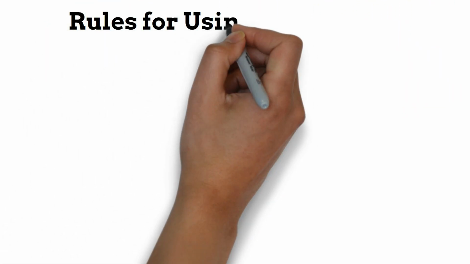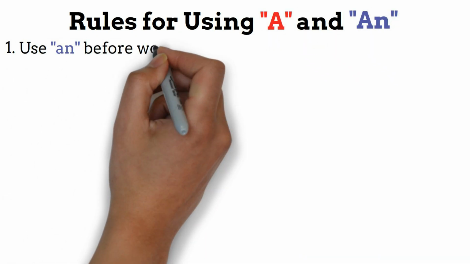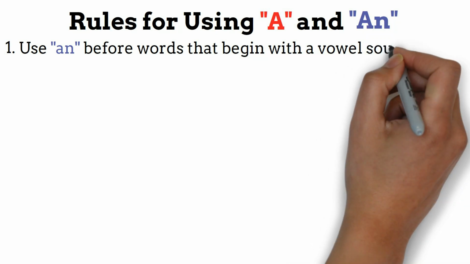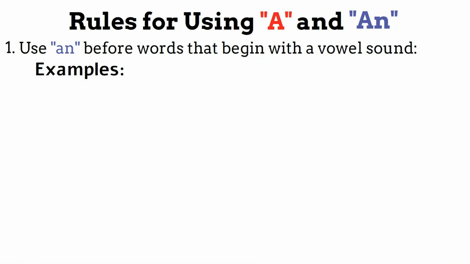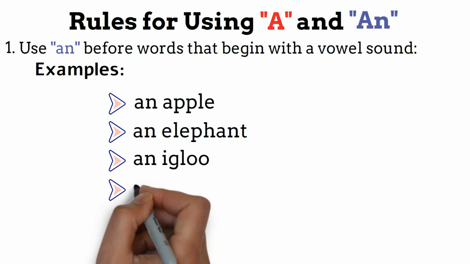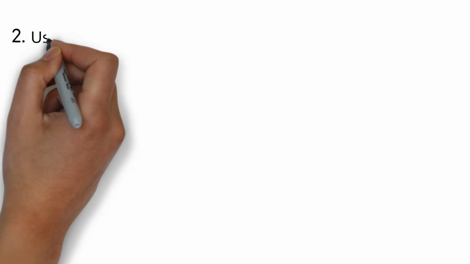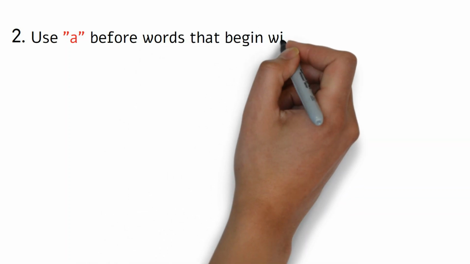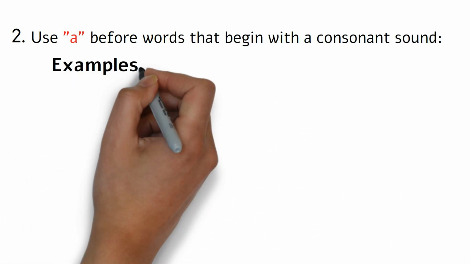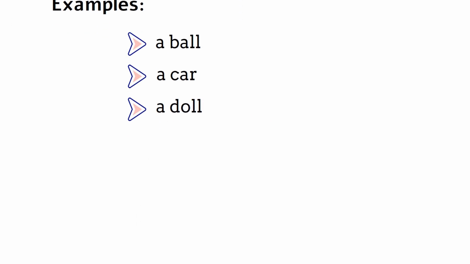Rules for using a and an. Use an before words that begin with a vowel sound. Examples: an apple, an elephant, an igloo, an oven, an umbrella. Use a before words that begin with a consonant sound. Examples: a ball, a car, a doll.